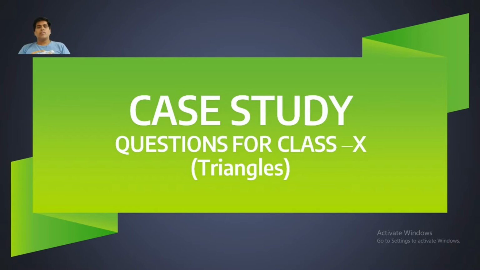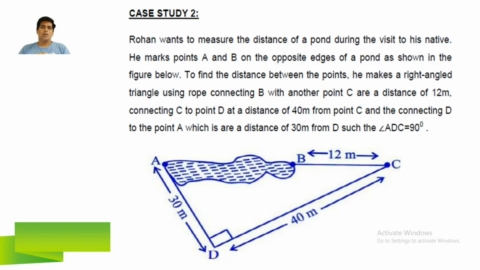Discussing the case study questions for class 10th. Topic: triangles. Here we go to case study number 2. Rohan wants to measure the distance of the pond during the visit to his native place. He marks points A and B on the opposite edges of the pond as shown in the figure below.